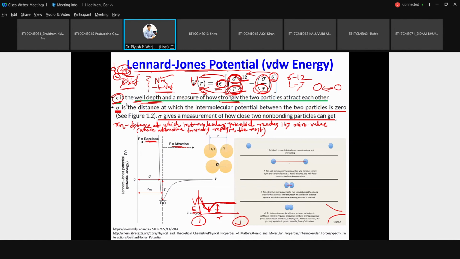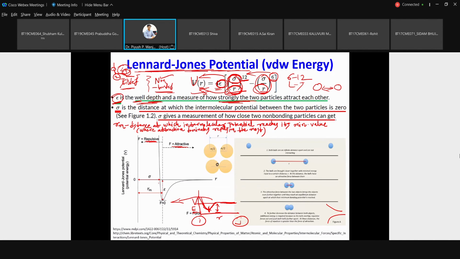But along with that, there is another important feature. If you try to visualize this compared to this graph, this is the epsilon. It has been mentioned here from this point to this point. This is the epsilon value, talking about the strength of the interaction between two particles. There is another feature called sigma. Sigma is the distance at which the intermolecular potential between two particles is zero.